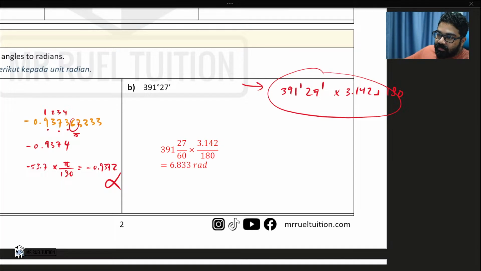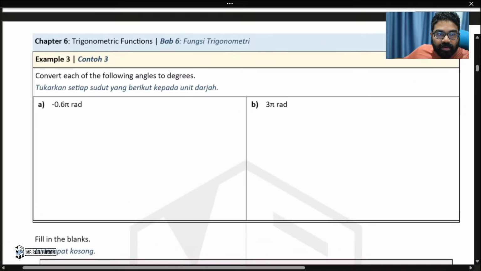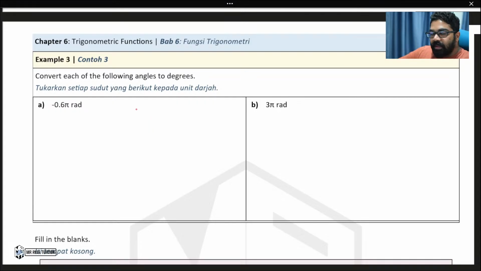Okay, let's continue. Look at the next one. Now convert from radian to degrees. Same story. So sini macam mana kita tukar balik pada darjah? How to change from radian to degrees? Darab 180 over pi, isn't it?